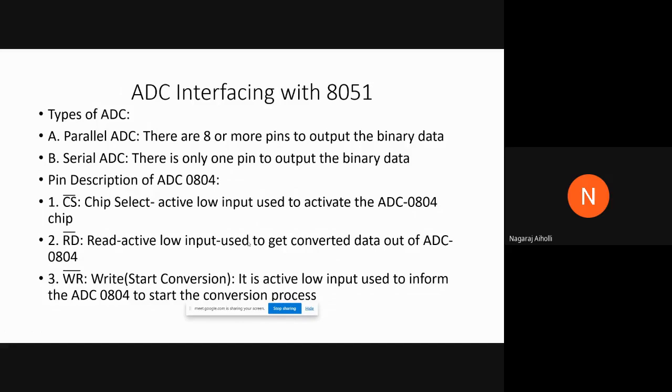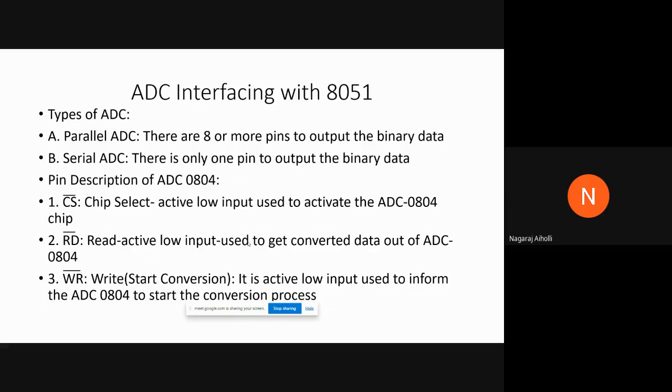In parallel ADC, all the n bit outputs are available at the same time in parallel. It is called parallel ADC. In serial ADC, the output is available in serial fashion, one bit after another. There is a pin which sends out the output data, or output digital bits, one after another. This is called the serial ADC. Parallel ADC and serial ADC.